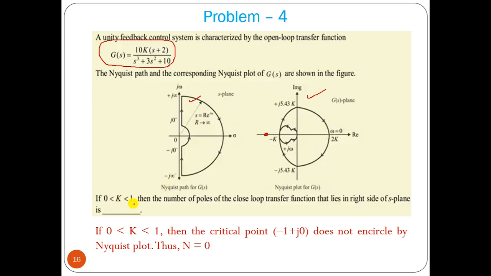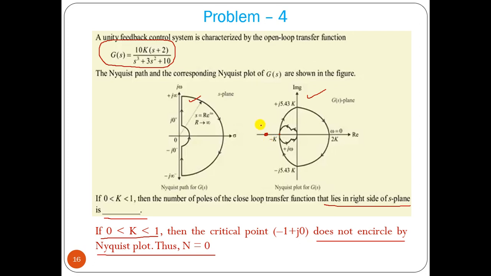If the k value is between 0 to 1, then the number of poles of the closed loop transfer function that lie in the right half of the S plane is what? We have to find out. Now, if the k value is between 0 to 1, then the critical point is not encircled by the Nyquist plot.